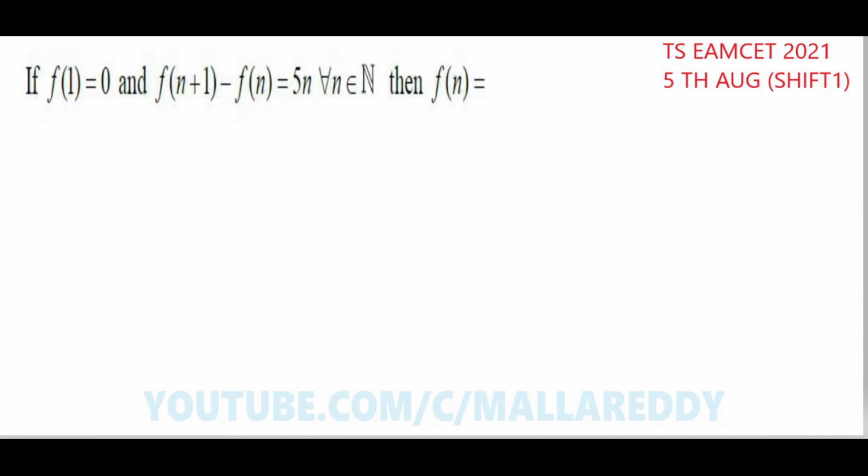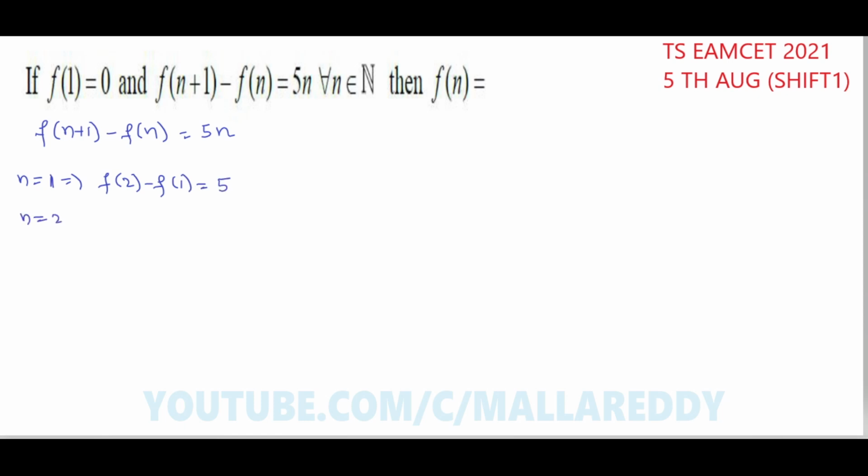If f(1) = 0 and f(n+1) − f(n) = 5n for all n belonging to N, then what is f(n)? Here f(1) = 0 is given, and the given relation is f(n+1) − f(n) = 5n. Put n = 1: f(1+1), that is f(2) − f(1) = 5 × 1 = 5.